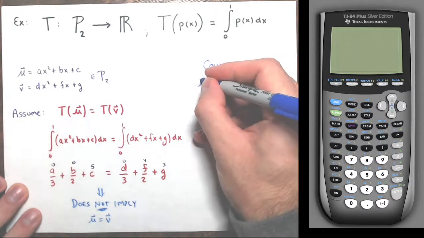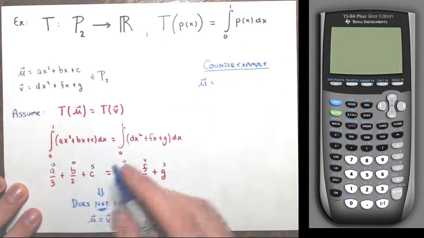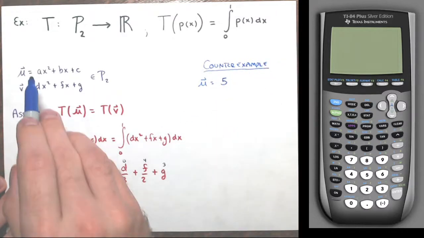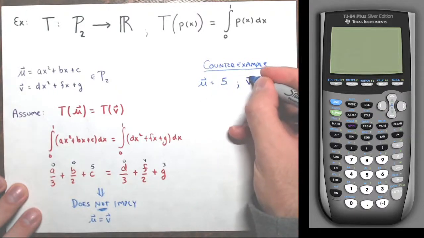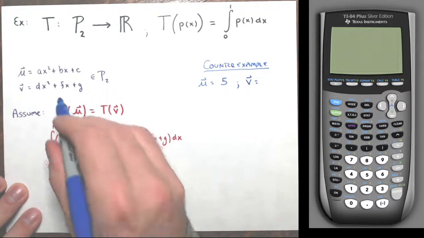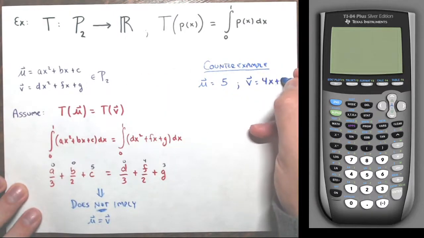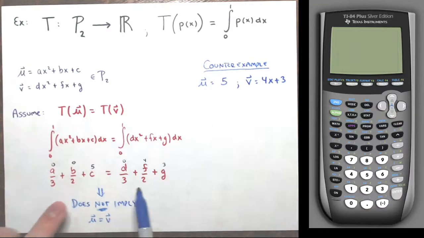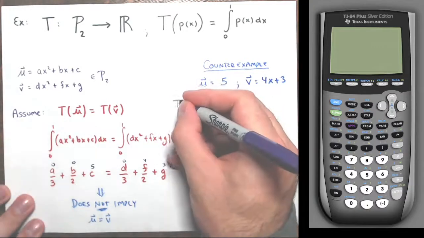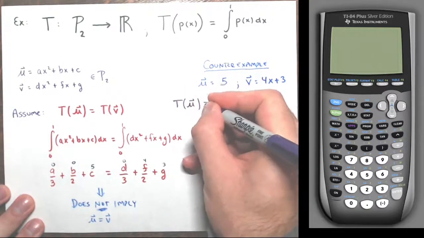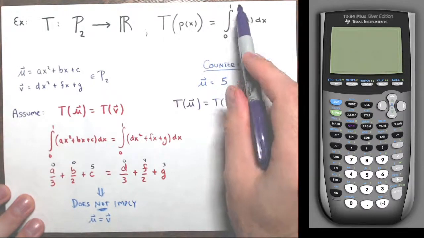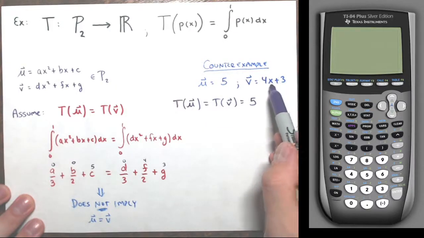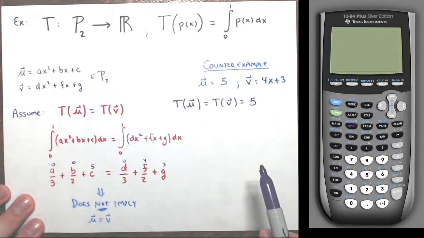I'm going to let u equal 5, where a is 0, b is 0, and c is 5. That's a polynomial of degree 2 or less. And I'm going to have v be, d is 0, f is 4, 4x plus 3. There's a polynomial of degree 2 or less. And what we're seeing here is that their images under T would be the same. Both T of u and T of v would be equal to 5. And you can check it out. Integrate 5 from 0 to 1, you get 5. And then integrate 4x plus 3 from 0 to 1, you would also get 5.